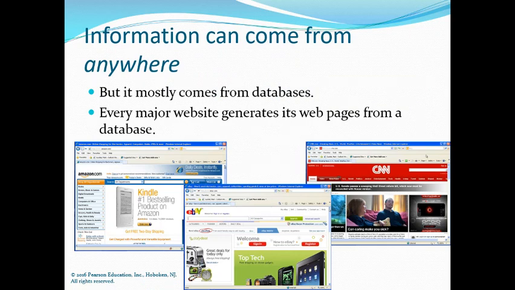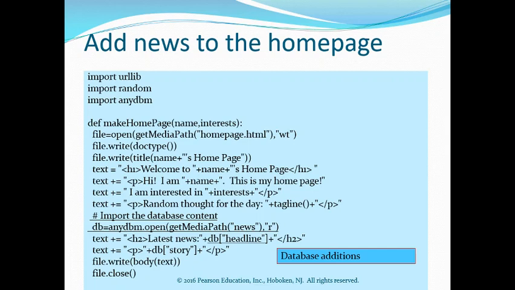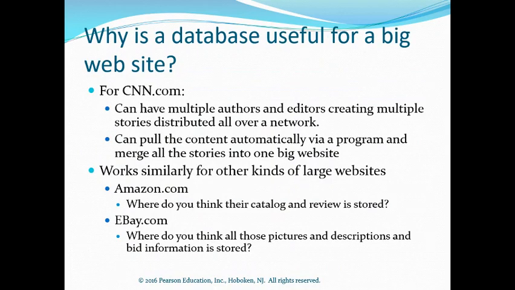Information can come from anywhere, but it mostly comes from databases. Every major website generates its web page from a database. We can add news to the homepage. So why is a database useful for a big website?